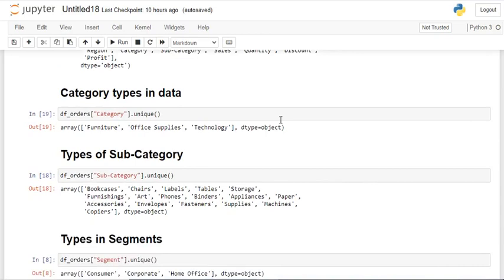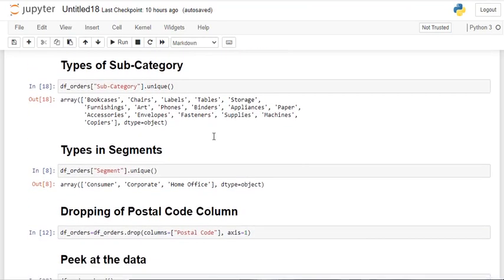And what are the category types? There is a column in the data set called category. In category, how many types are there? That is found by the function unique. If you call category unique, it is going to give the different subtypes in the category: furniture, office supplies and technology. So three different subtypes in the category.